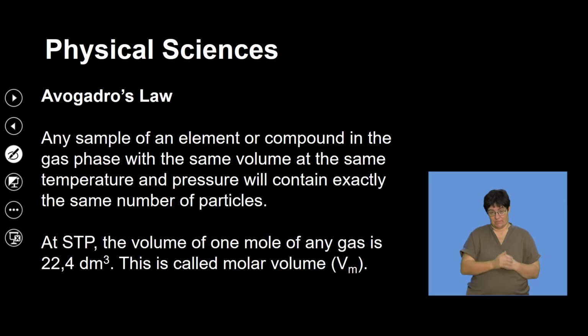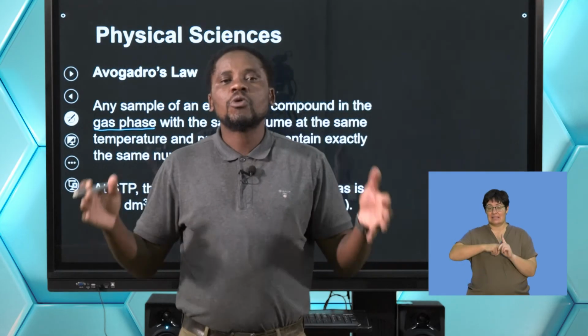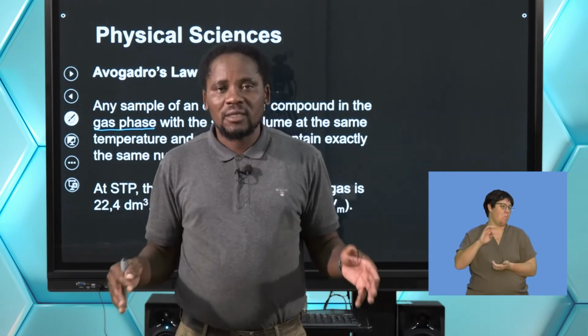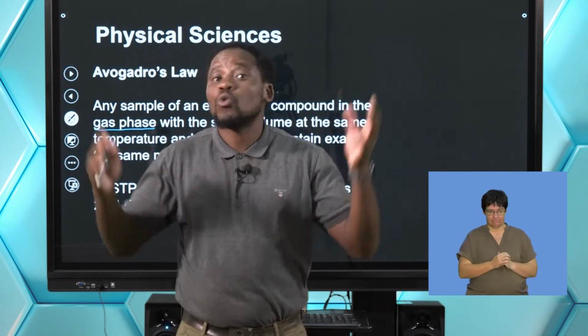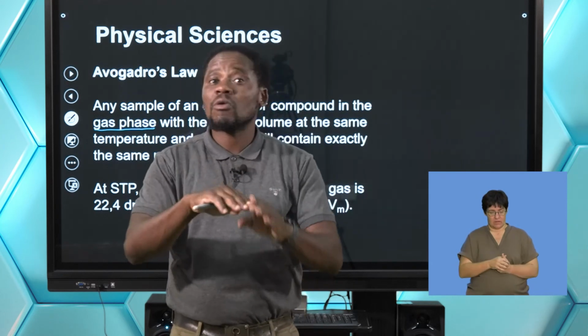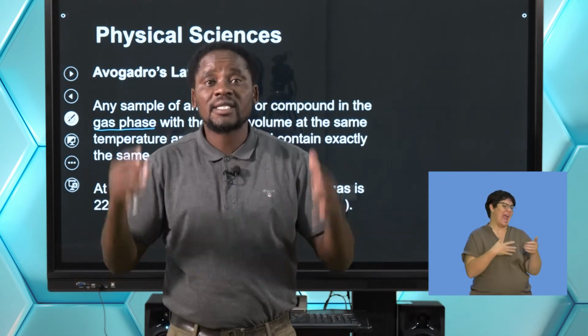So Avogadro's law, what does it say to us? It says that any sample of an element or compound in the gaseous phase, but remember, this is about gases, with the same volume at the same temperature and pressure will contain exactly the same number of particles. So at standard temperature and pressure, the volume occupied by a mole of any gas will be constant. That we call the molar gas volume. It is the constant volume occupied by 1 mole of any gaseous substance at standard temperature and pressure.